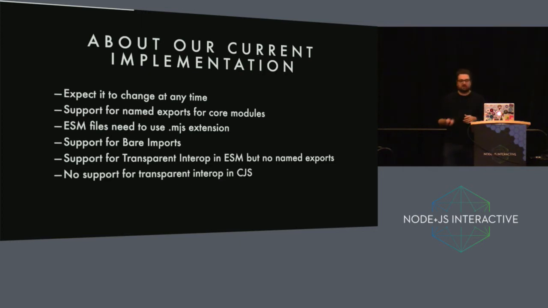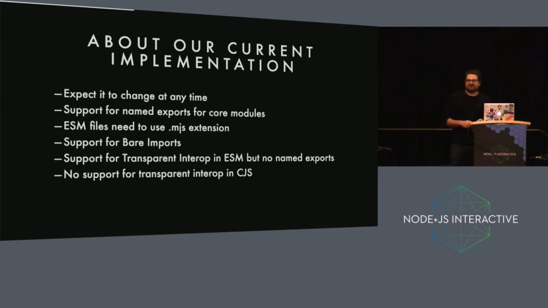There's no support for transparent interop in CommonJS, so you cannot require an ESM module. If you want to do that, you need to use dynamic import, which returns a promise, which will eventually resolve the module that you want. This is not the most ergonomic way to do things, but for lots of reasons we'll get into later, it doesn't exactly work to move between an asynchronous and a synchronous module loader.